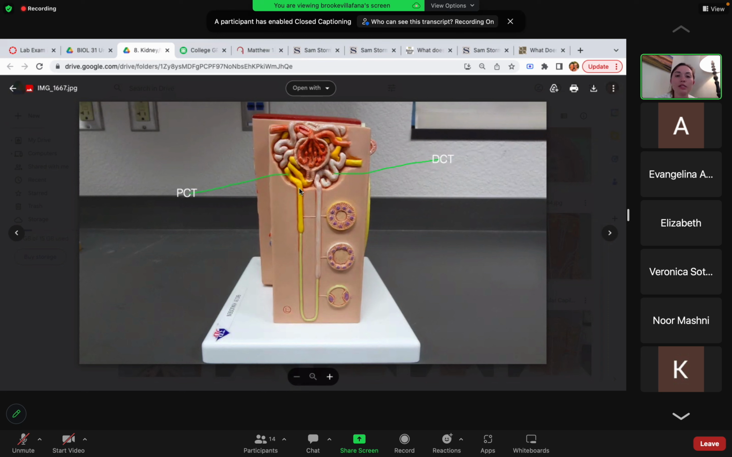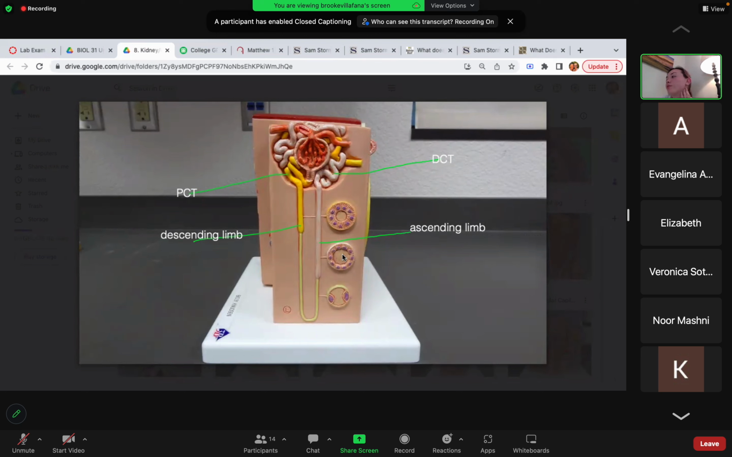This would be the descending limb, right? Descending limb of the loop of Henle. Why? Because it's descending away from that glomerulus. It's trying to get that urine out, right? So ascending limb, ascending out.